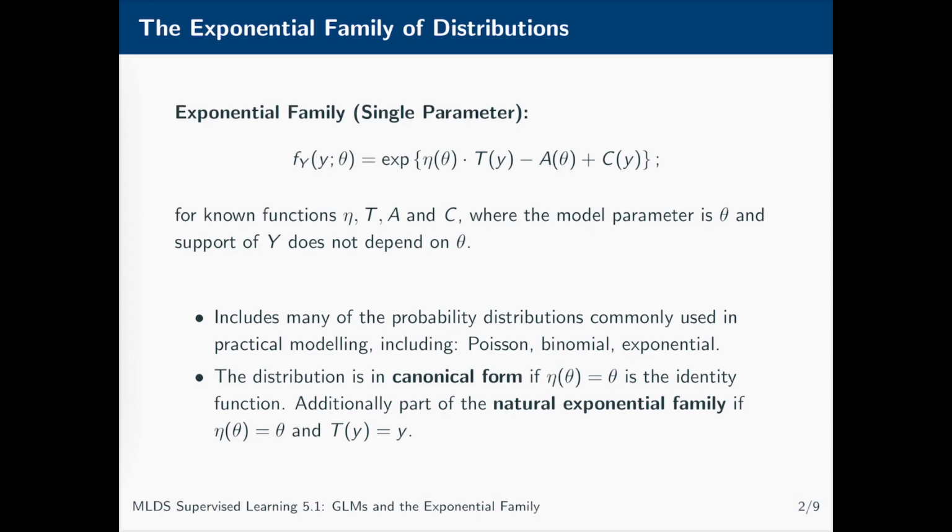We can also introduce some additional terminology here. The distribution f is said to be parameterized in canonical form if the function eta is the identity function, so that eta of theta is simply theta. If, in addition to this, the function t is the identity, so that t of y is y, then the distribution is said to belong to the natural exponential family.